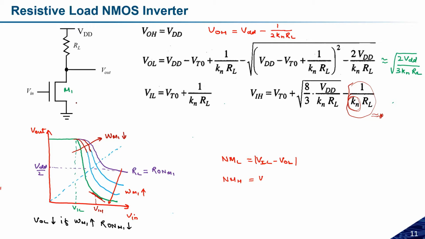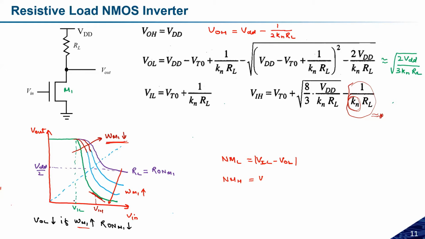Sir, if the W is increasing, then Kn is increasing too. See, I have already written here, if I am increasing the WL. So you're talking about IL, right? No, I'm talking about the OL. Okay, so IL will be something like this. You can see IL will increase if the WL is decreasing. I have already written the relation over here, right?